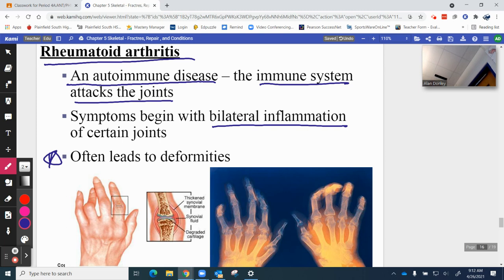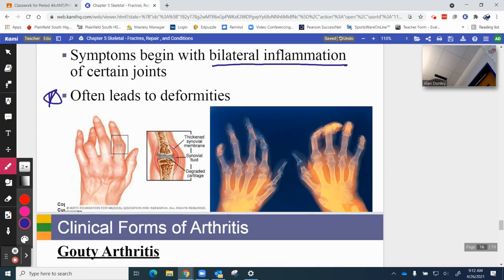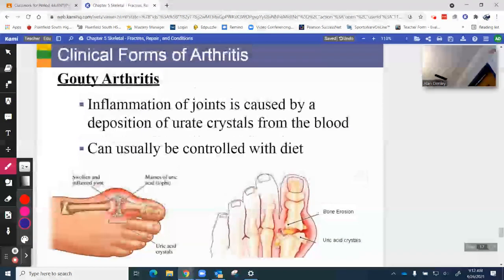Rheumatoid arthritis most often leads to deformities. So if you've ever seen an older individual whose fingers are all twisted and kind of swollen and kind of weird shaped, they most likely have a little bit of rheumatoid arthritis. Okay? We can also get what's referred to as gouty arthritis.